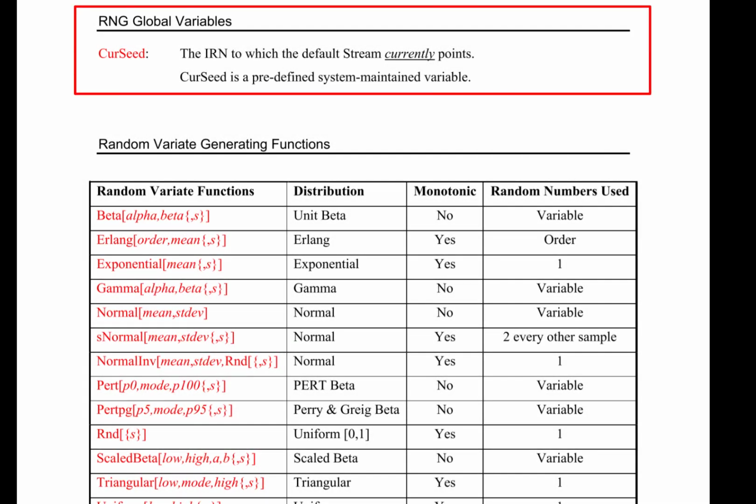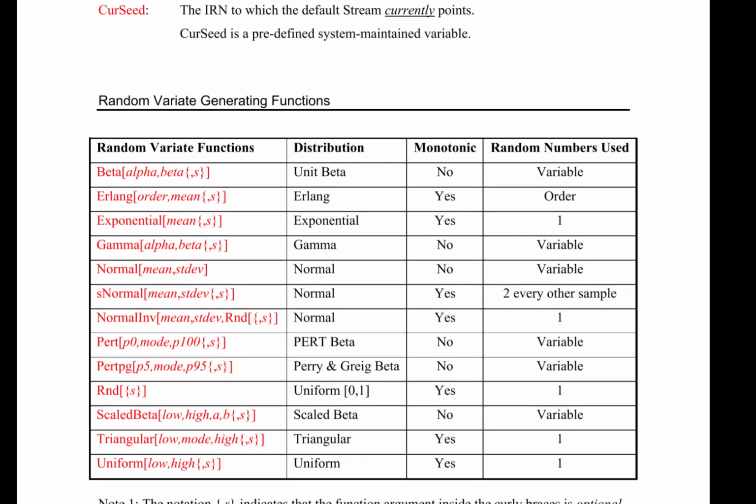The global variable car seed returns the integer random number to which the default stream currently points. Car seed is a predefined system-maintained variable which is available at all times.